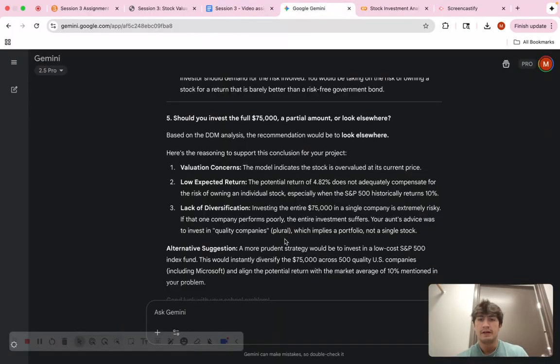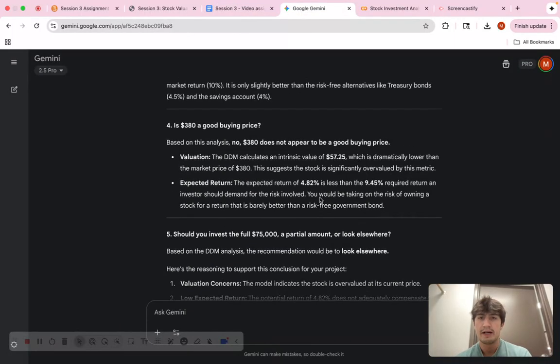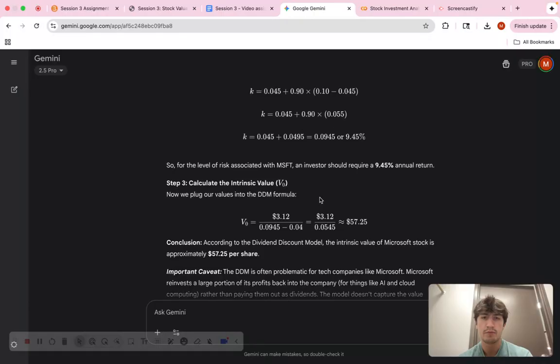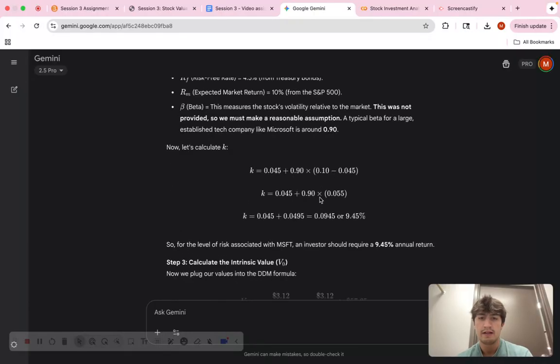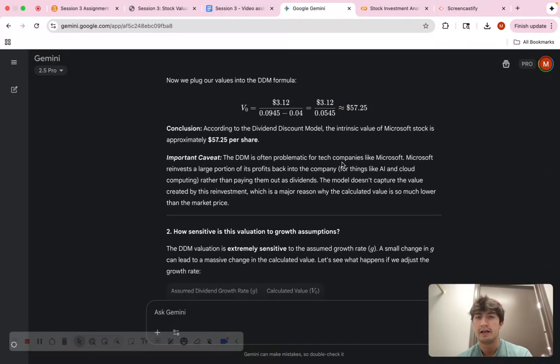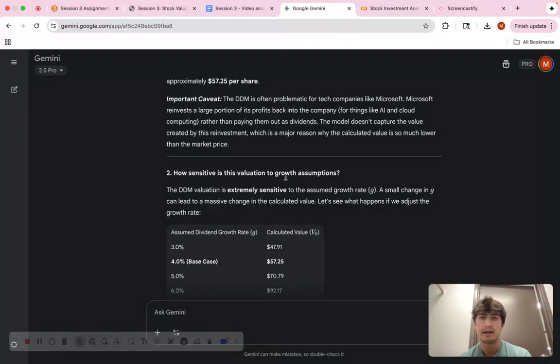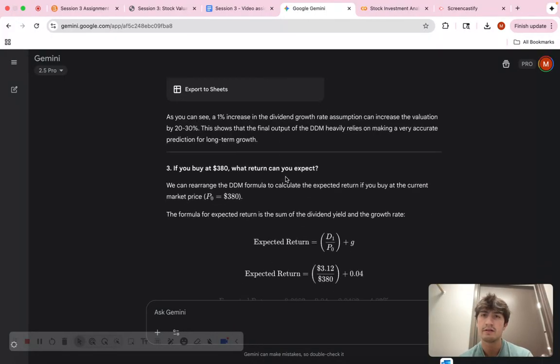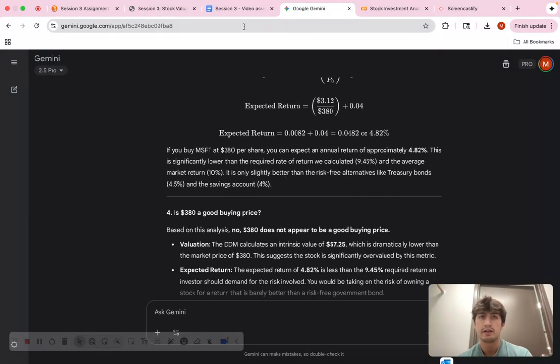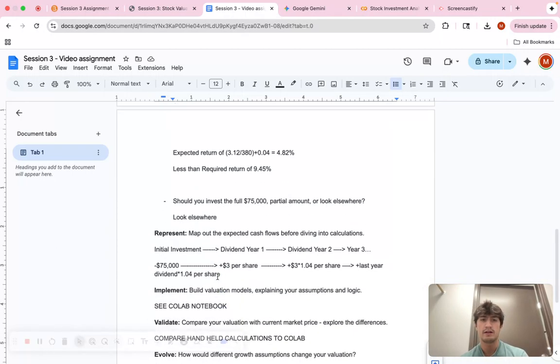But basically, I had Gemini help me with these problems. And so I would do the handheld calculations and then I would compare it to Gemini's answers, which we're going to get into the third aspect of that in a second here.